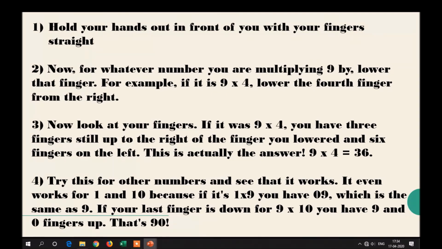Try this for other numbers and see that it works. It even works for 1 and 10 because if it's 1 into 9, we have 9, which is the same as 9. If your last finger is down for 9 into 10, you have 9 and 0 fingers up. That's 90. So this is the fun trick. Try it out and try to solve the table of 9 with this.